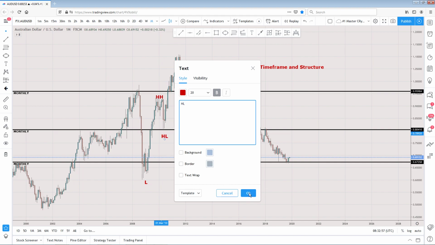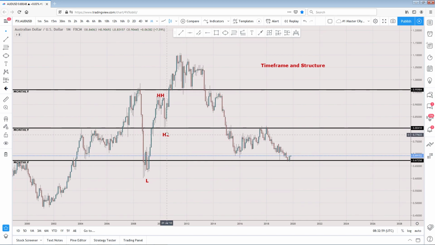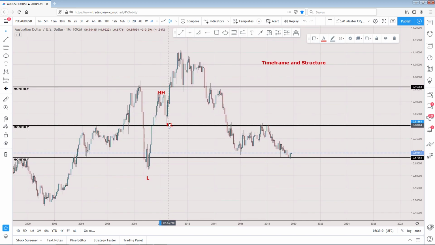So it makes sense. Make sure you go through this in your head. Just label it. Sometimes some people might label this as a lower high or a higher low. Just walk through it in your head and it'll make sense. So this is a low, this is a higher high, this is a higher low. So this is the last low. So this is a higher low.